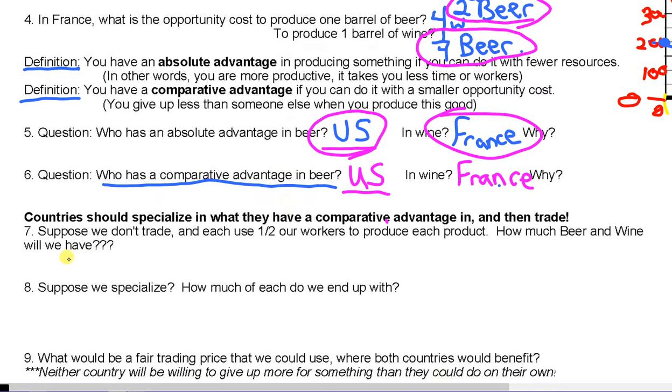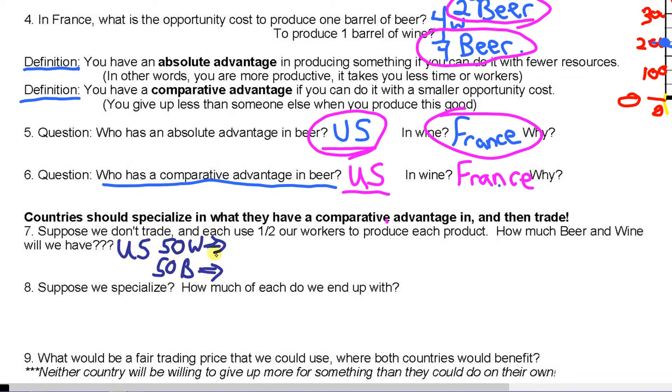Suppose we don't trade, and we each use half of our workers to produce each product. How much beer and wine will we have? So let's suppose that in the United States, and in both countries, we're going to take 50 workers, and they're going to make wine. And 50 workers will make beer. So that's how we're splitting our labor force.